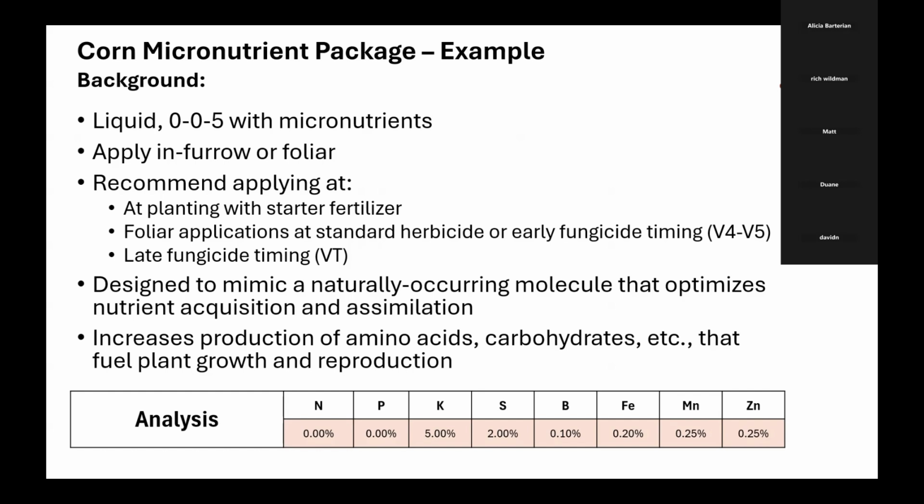And like I say, it's important we focus here on the timing. I mean, this is pretty vague. I would not go out and, it's basically saying any time you can apply it. We'll narrow that down here in a little bit, but this is just the background, and this is what you'll see when you're looking at the label of any micro product.